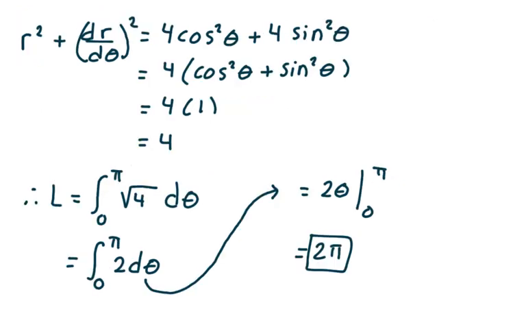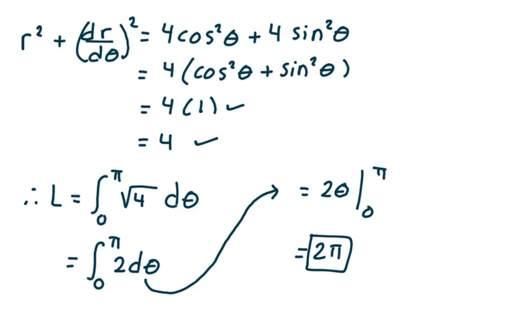So if I take r squared plus (dr/d theta) squared, this is equal to 4 cosine squared theta plus 4 sine squared theta. Factoring out the 4, we get 4 times the quantity cosine squared theta plus sine squared theta. But remember, cosine squared theta plus sine squared theta is equal to 1. So this is equal to 4 times 1, which is equal to 4.